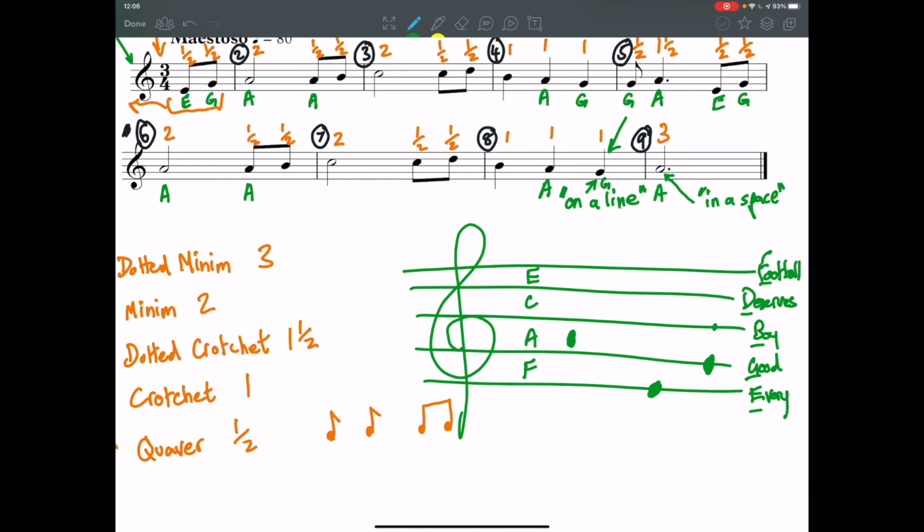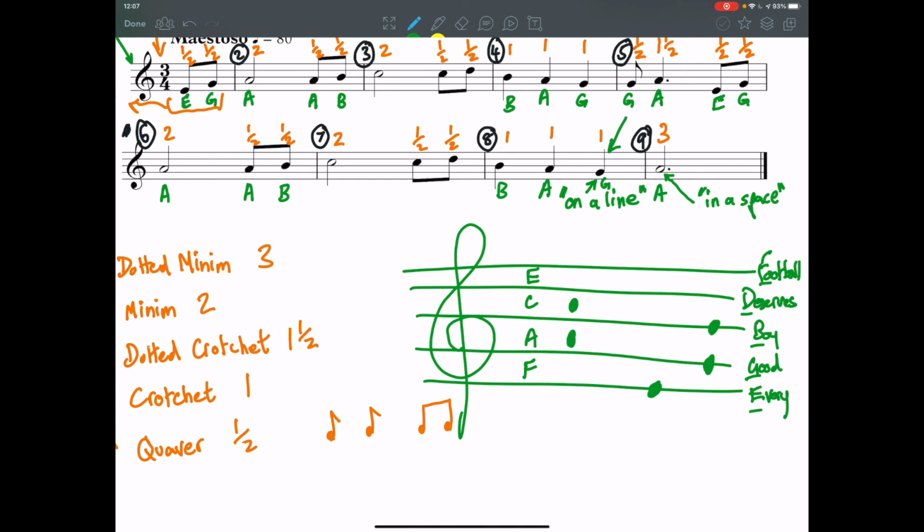Okay, what about the notes that are on the middle line? The B. There's one there. One there. One there. And one there. Okay, motoring now, we're getting the hang of this.